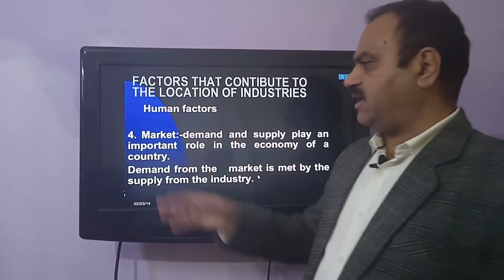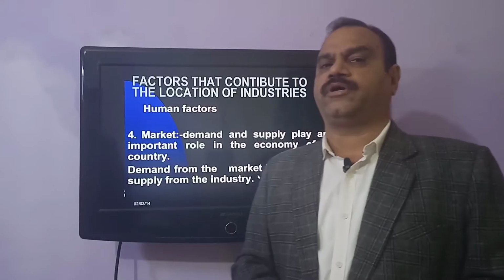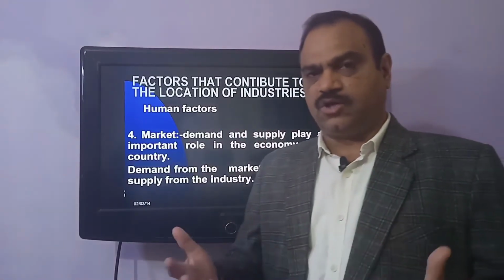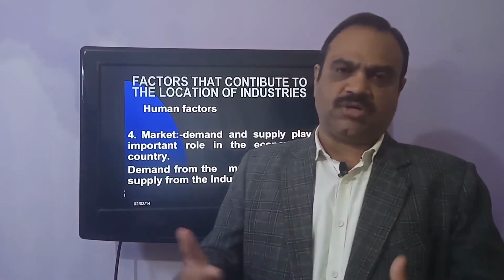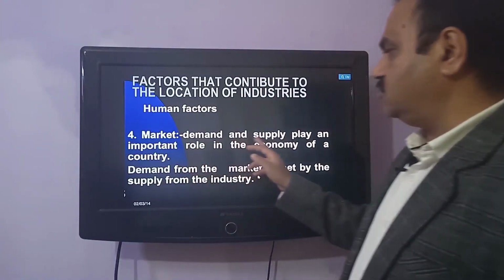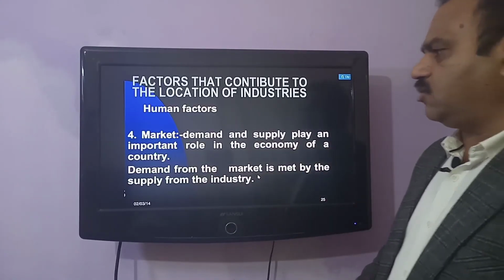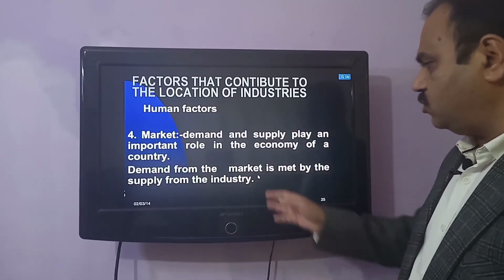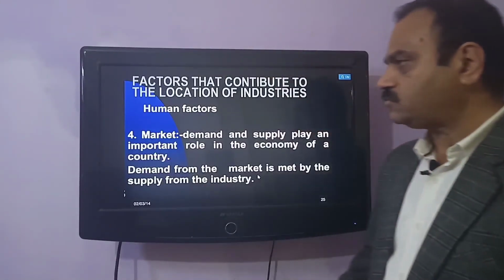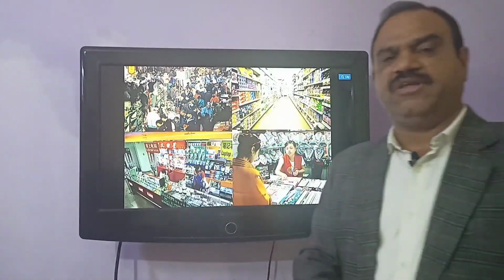In the human factors as well, we shall continue that market plays a role. A ready market for finished goods is a very important thing. If there is a good market in the urban centers where the goods can be consumed easily and could reach the market very swiftly and easily, then we see that the clusters of industries are located at those places. So demand and supply play a very important role in the economy of a country, and demand is met through market networks and supply is from industry. So you see that the ready markets play a very important role.